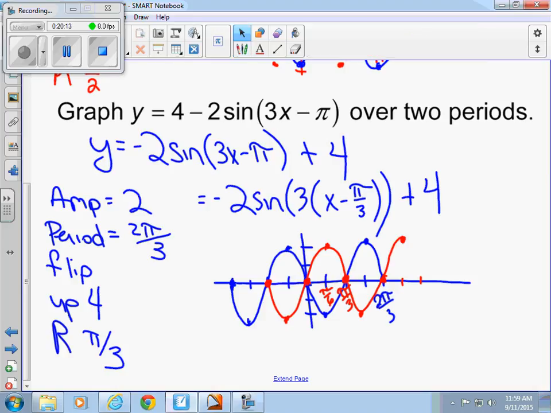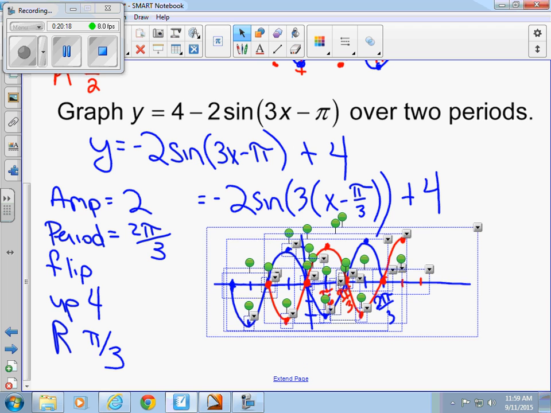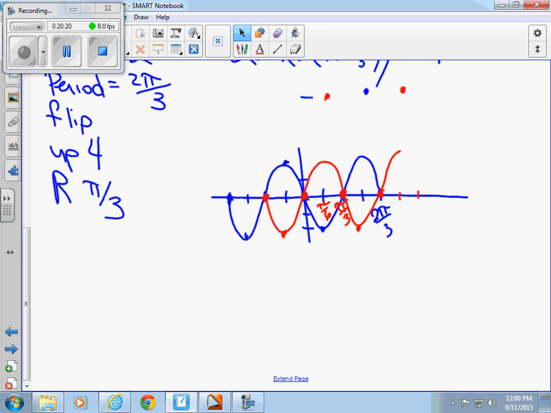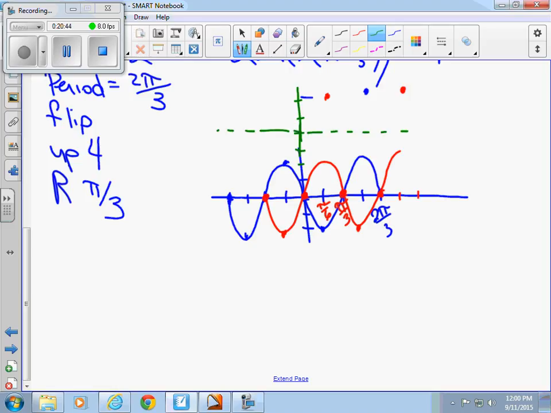And then I'm going to move it up 4 tick marks. I highly recommend that when you move it up 4 tick marks, you take the center line and move it up 4 tick marks first and draw a dotted line. Highly, highly recommend that you do that.